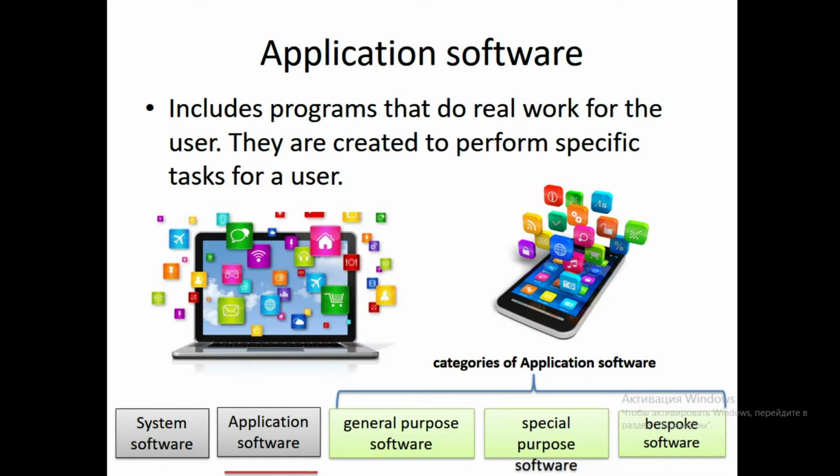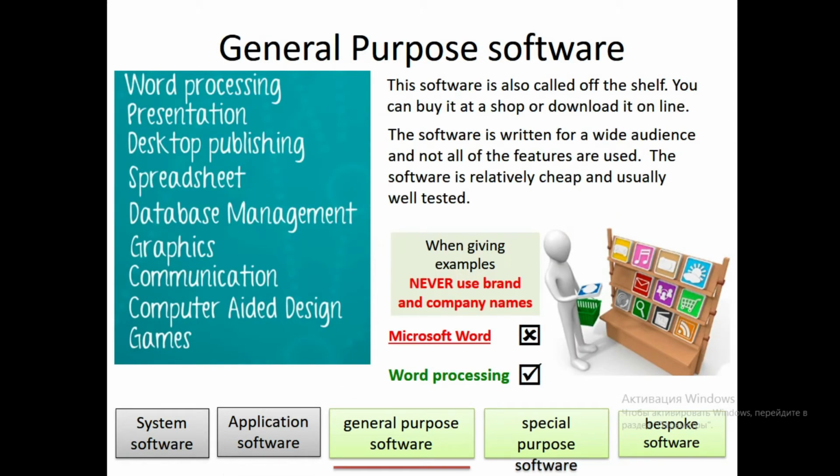Application software includes programs that do real work for the user. They are created to perform specified tasks for the user. Categories of application software: general purpose software, special purpose software, and bespoke software. General purpose software is also called off the shelf. You can buy it at a shop or download it online. The software is written for a wide audience and not all the features are used. The software is relatively cheap and usually well tested.